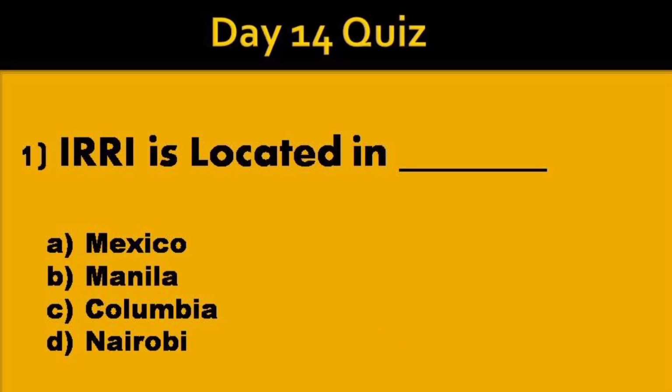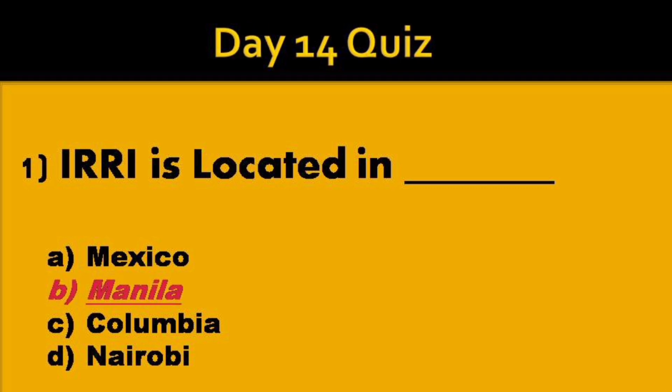IRRI is located in dash. Option A, Mexico. Option B, Manila. Option C, Colombia. Option D, Nairobi. Yeah, this is our surprise. Hereafter, we provide 4 options to enhance your exam level preparation. Answer, option B, Manila.